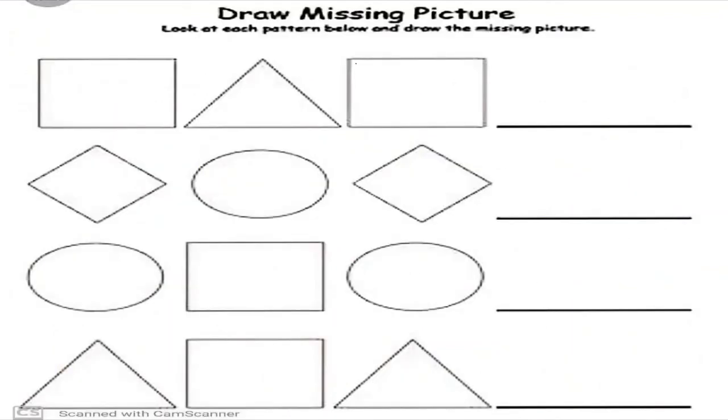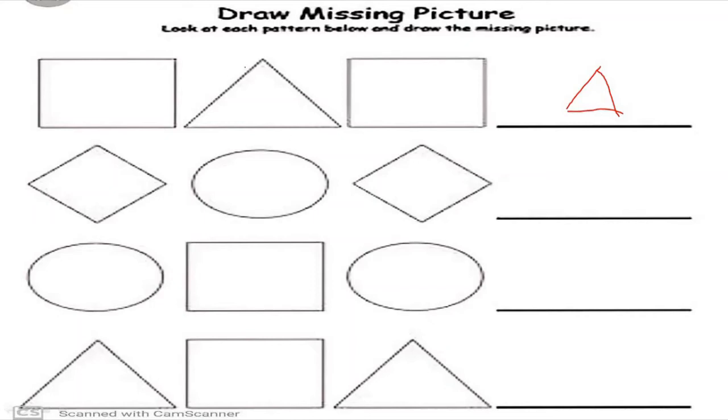Now draw the missing picture. As we are learning about the pattern, my dear, look, first of all there is a rectangle, then triangle, a rectangle. Now which shape will come? Obviously there will come a triangle. So we have to draw a triangle. You have to practice this. I'll send it in your group. So you have to practice this in your notebook.